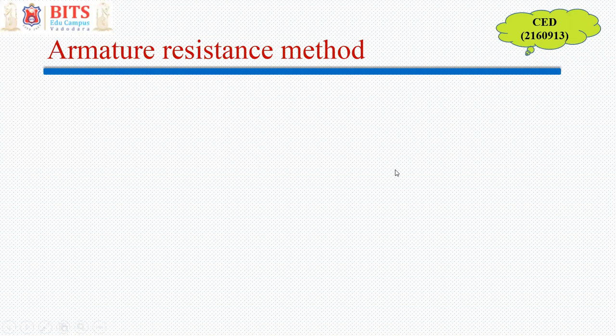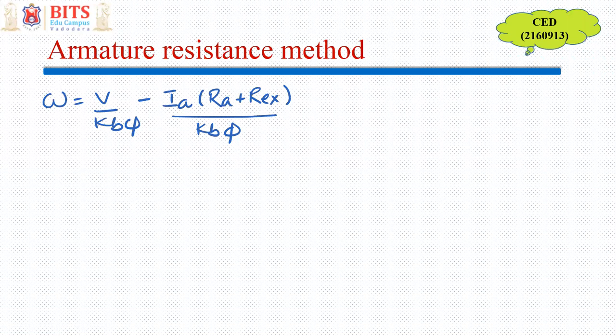Hello friends, so now we are going to discuss the second method of speed control, that is called armature resistance control method. Let us see the mathematics part of it. This is the basic equation from which we can derive all the methods. We can see that if we do not change voltage or if we do not change flux, then the second term is the one which can affect the speed.